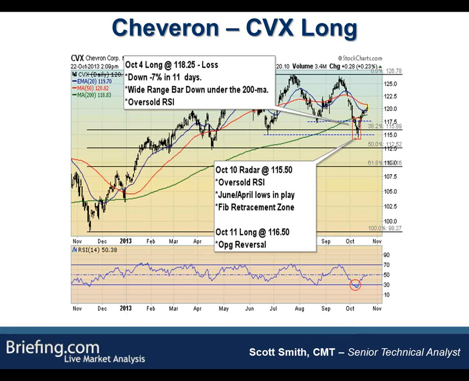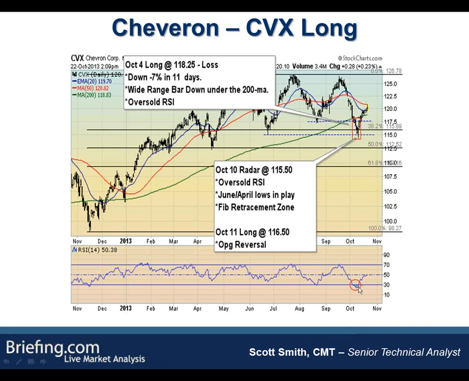Chevron is another example. Again, this is another example of a loss that I took, just to show you that not everything is perfect. Obviously I cherry-picked ones to get my point across, but they don't always work in our favor. On October 4th, Chevron showed up on the TA scans page as an oversold candidate.